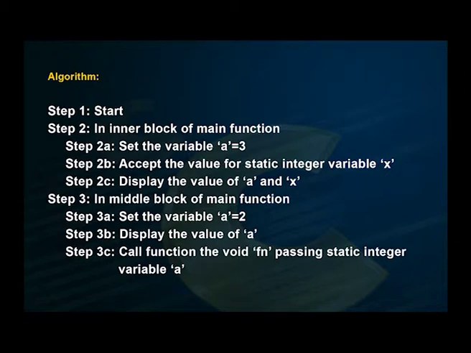Step 1, start. Step 2, in inner block of main function, step 2a, set the variable a equal to 3. Step 2b, accept the value for static integer variable x. Step 2c, display the value of a and x. Step 3, in middle block of main function, step 3a, set the variable a equal to 2. Step 3b, display the value of a. Step 3c, call the function void fn passing static integer variable a.